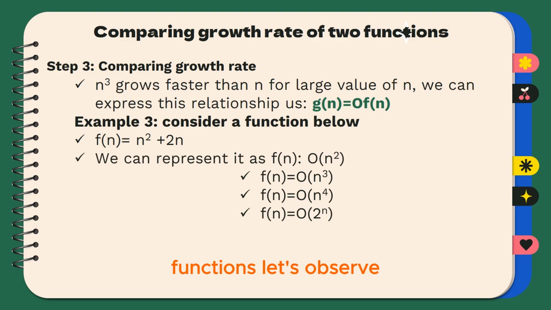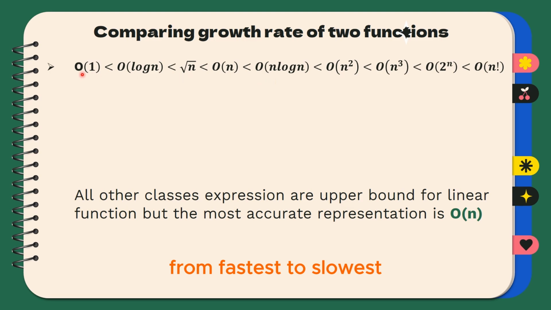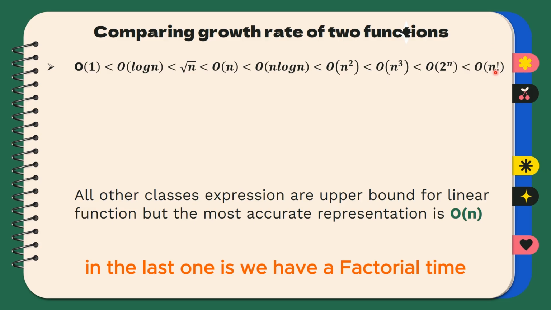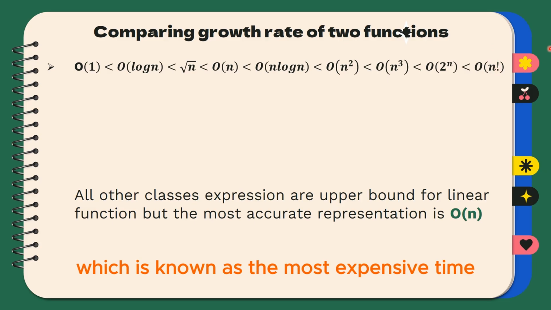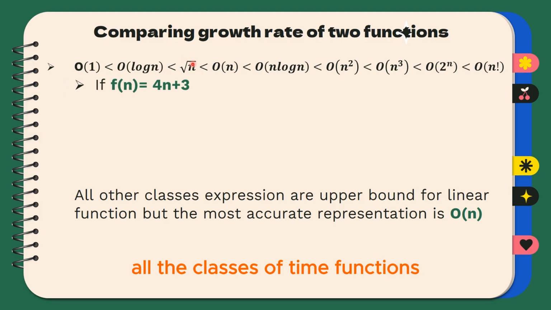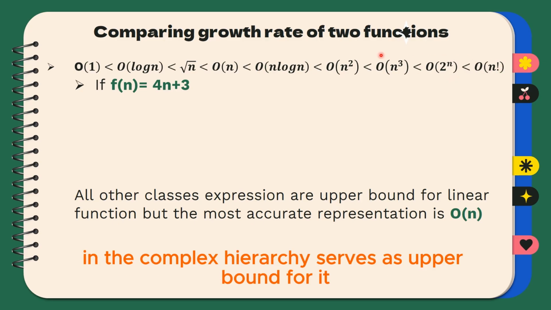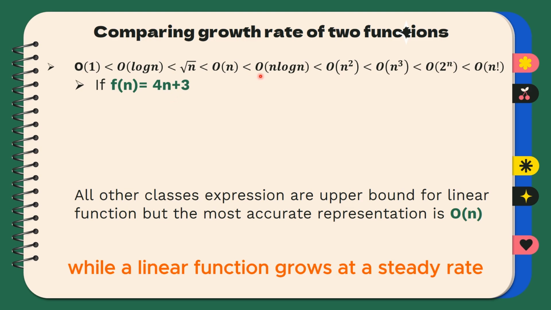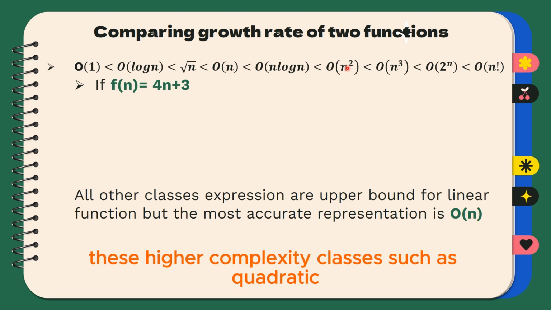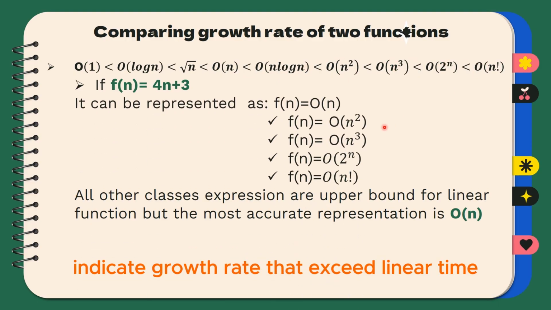Let's observe the hierarchy of time complexities arranged from fastest to slowest. The first one is constant time, which is the fastest, and the last one is factorial time, which is known as the most expensive time in the class of time functions. Here we have linear time. All the classes of time functions that reside on the right of linear functions in the complexity hierarchy serve as upper bounds for it. This means that while a linear function grows at a steady rate, these higher complexity classes such as quadratic, cubic, exponential, and factorial indicate growth rates that exceed linear time.